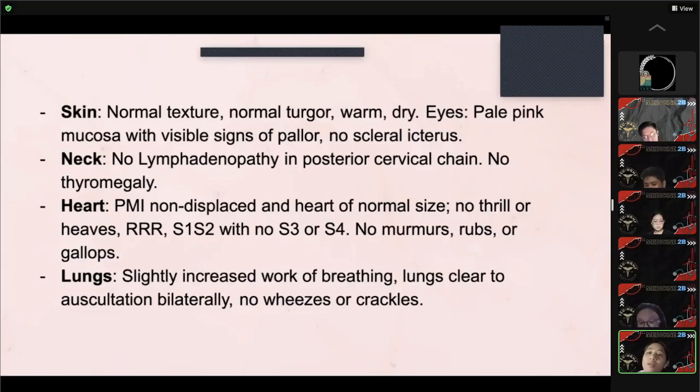Skin is in normal texture, normal turgor, warm, dry. For the eyes, pale pink mucosa with visible signs of pallor, no scleral icterus. For the neck, no lymphadenopathy in posterior cervical chain, no thyromegaly. For the heart, PMI non-displaced and heart of normal size, no thrill or heave, RRR, S1, S2 with no S3 or S4, no murmurs, rubs, or gallops. For the lungs, slightly increased work of breathing, lungs clear to auscultation bilaterally, no wheezes or crackles.